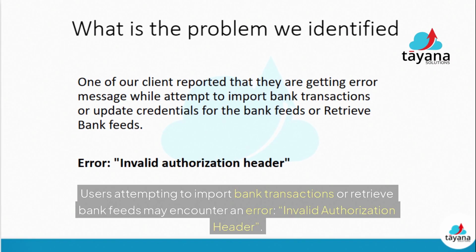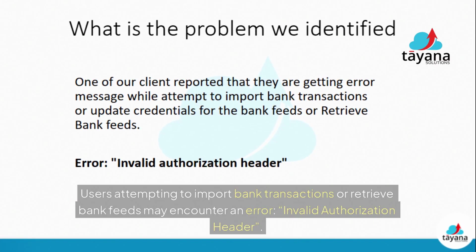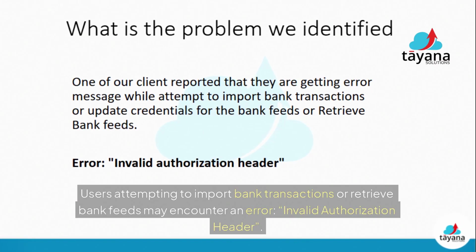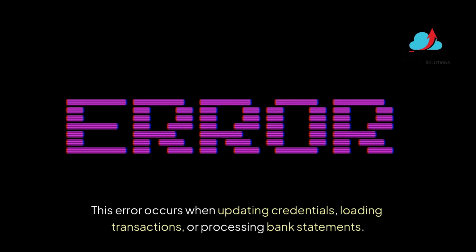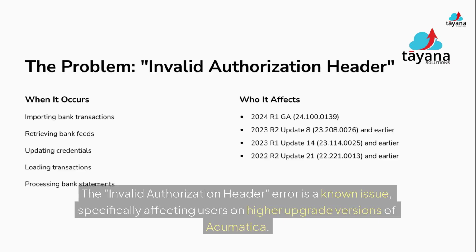Problem: users attempting to import bank transactions or retrieve bank feeds may encounter an error, Invalid Authorization header. This error occurs when updating credentials, loading transactions, or processing bank statements. The Invalid Authorization header error is a known issue, specifically affecting users on higher upgrade versions of Acumatica.